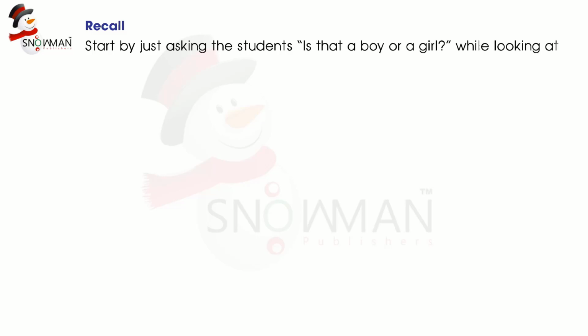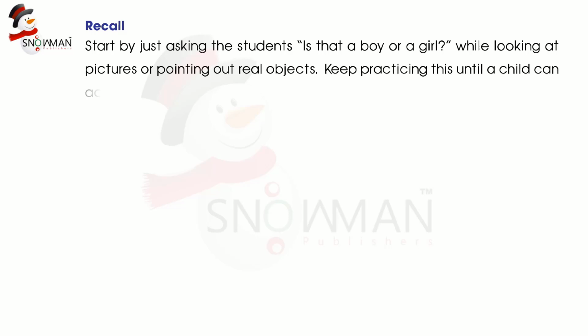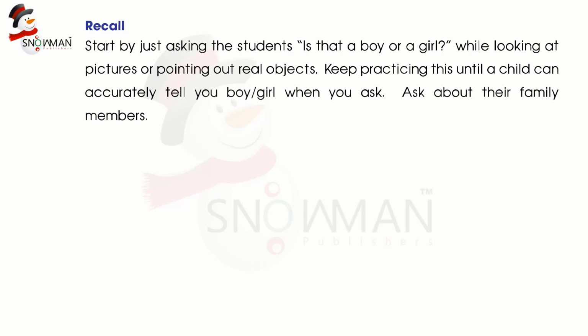Recall. Start by just asking the students, is that a boy or a girl? While looking at pictures or pointing out real objects. Keep practicing this until a child can accurately tell you boy or girl when you ask. Ask about their family members, how many sisters or brothers he or she has.